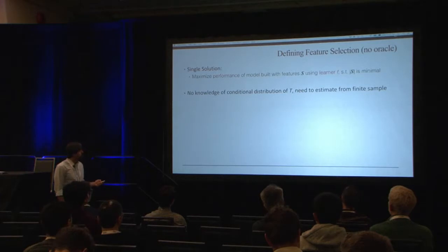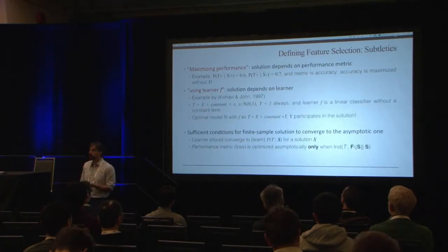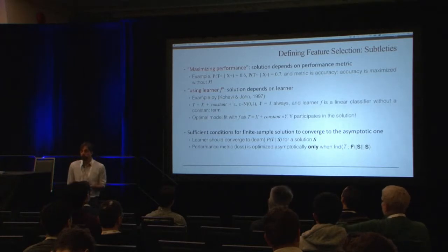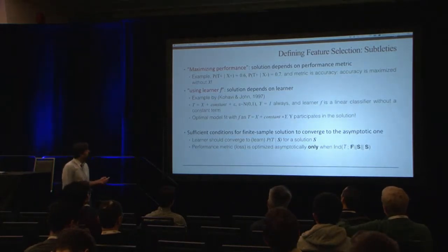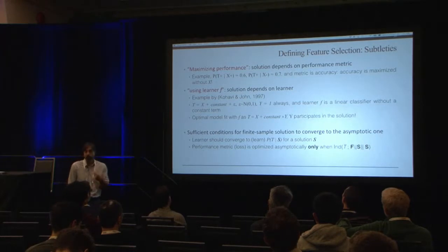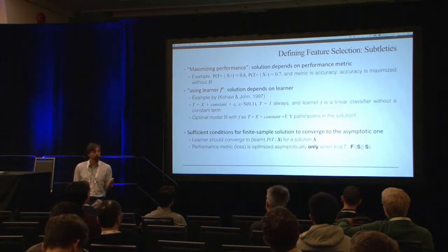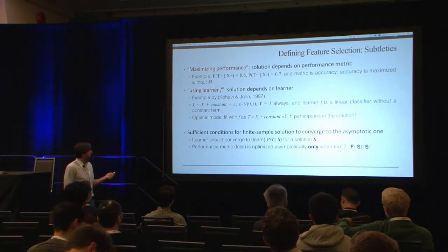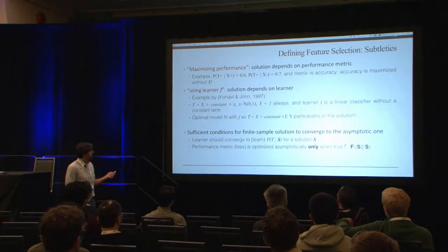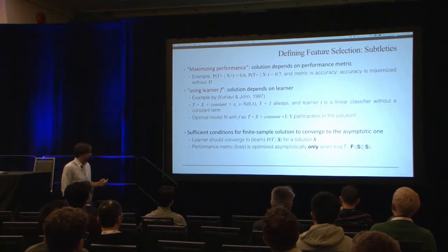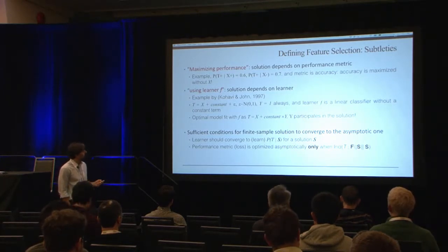Okay? Now, again, there are many subtleties that have confused people for a long time. One is how we measure predictive performance. For example, if you use accuracy, then you find one solution. If you use some other metric, you find another solution. And I give an example here where X is required for the probability distribution of T. You really need it to have the independence condition, but if you try to maximize accuracy, you don't need it.